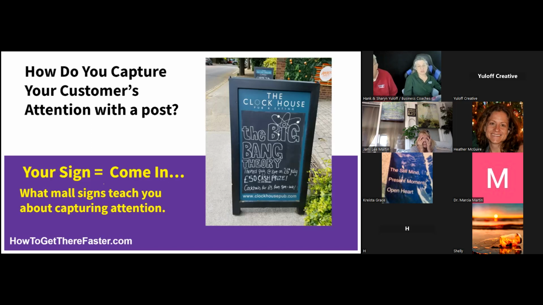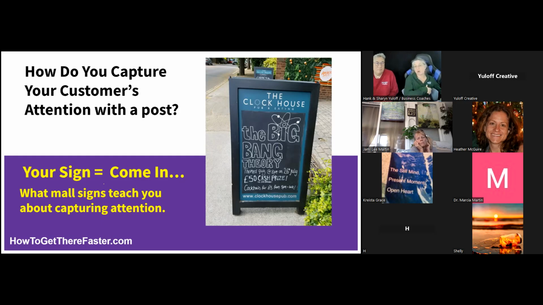Right. This is an actual sidewalk sign that we saw in the wild when we were in London a few summers ago, walking from our Airbnb to my sister's home. It caught our attention because we are Big Bang Theory fans. We thought, it's great. We're going to go. We'll have a great time. We'll win some pounds. And then we saw the date. Oh, you know what? Never mind. We're actually not the right people. We're not the right audience for this because we won't be here anymore.